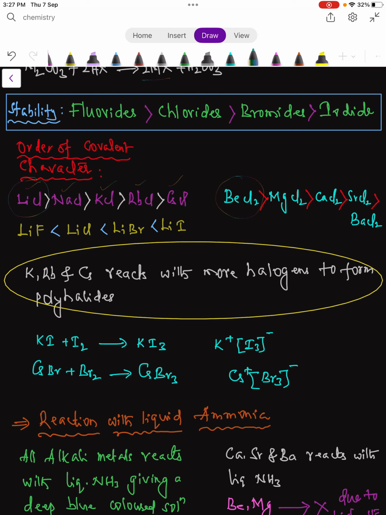Next, potassium, rubidium and cesium react with more halogens to form polyhalogen compounds. Polyhalogen compounds means what? Compounds in which more than 2 halogens are present are called polyhalogen compounds. Let us see the example. Potassium iodide reacts with iodine to form KI3. This is a polyhalogen compound. Cesium bromide reacts with Br2 to form CsBr3. This is also a polyhalogen compound.